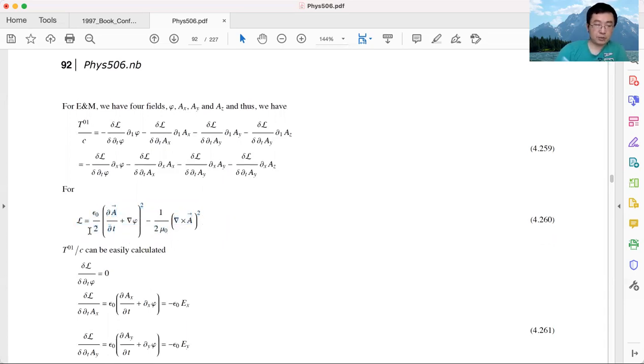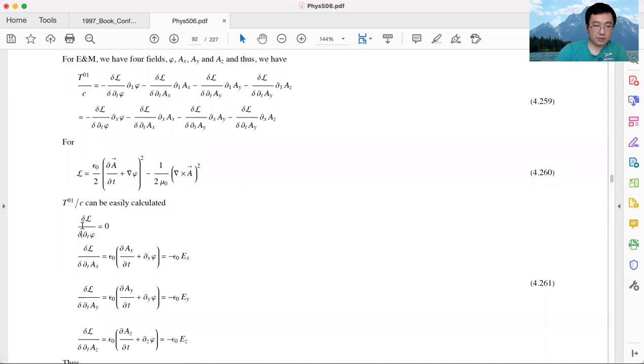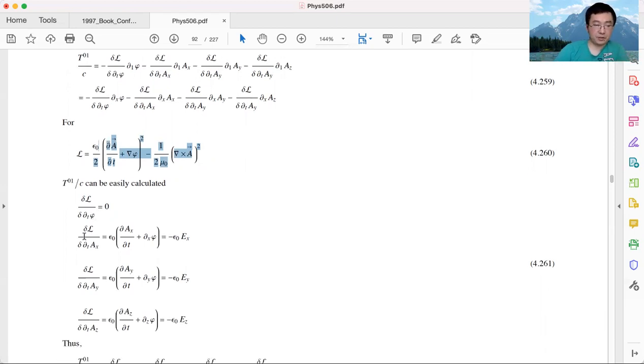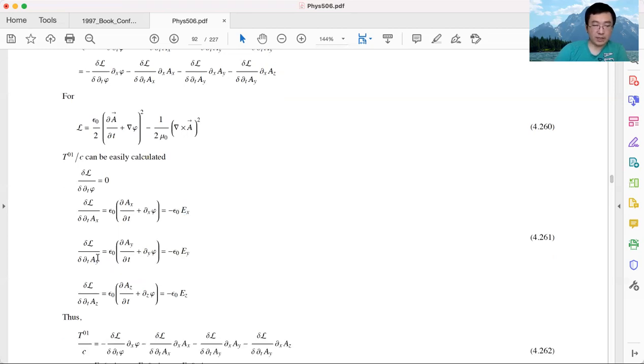Then what we need to do is just calculate this variation. What is the derivative of the Lagrangian density with respect to the time derivative of phi? This is 0, because in the Lagrangian density there is no time derivative of phi. If there is no time derivative of phi, this variation must be 0. And for the variation with respect to partial t of Ax, the Lagrangian density contains partial t of Ax, so if we take the derivative, we get minus epsilon 0 Ex. We can do the same thing for the y direction and the z direction, and this is what we got.